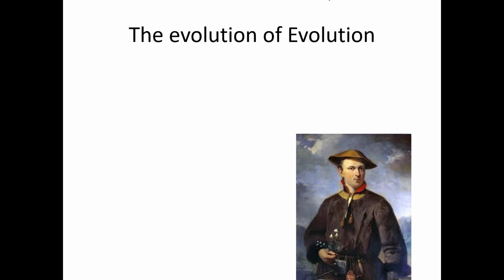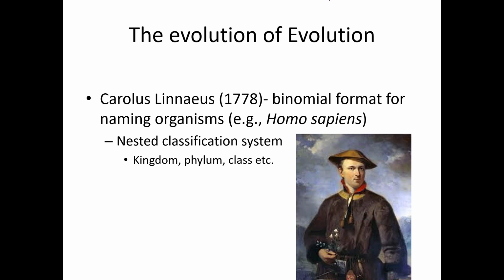That view fit well, in the West, with the biblical narrative of life too. And so Carl Linnaeus comes along in the 1700s. You've heard of him, I'm sure. He created the binomial nomenclature, the binomial format for naming organisms. So humans are Homo sapiens, for example. And he came up with the nested classification system: kingdom, phylum, class, order, family, genus, and species.